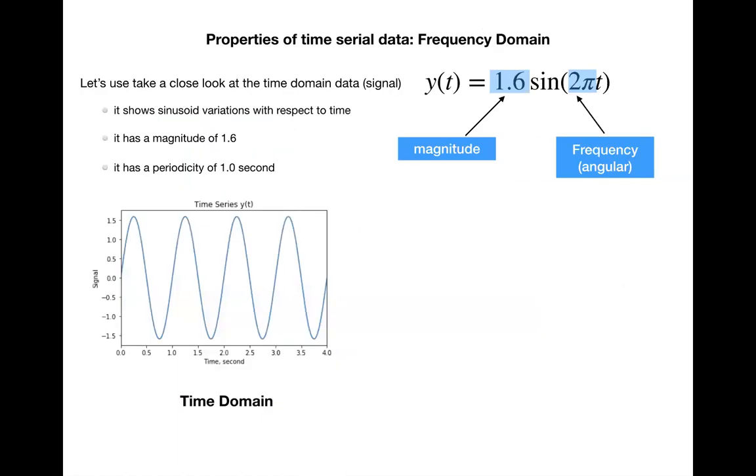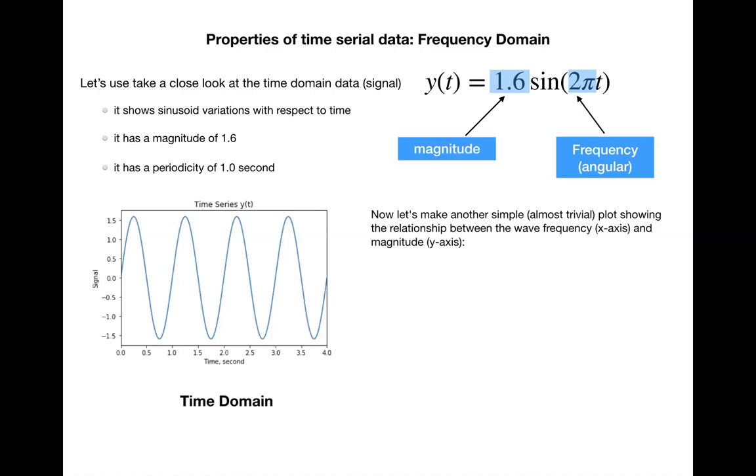All right, now let's take a look at another important concept. It's called the frequency domain, right? We know the signal y(t) shows a sinusoidal variation with respect to time. It has a magnitude of 1.6, and a periodicity of 1 second, or angular frequency of 2 pi. So that's the signal versus time. That's called the time domain.